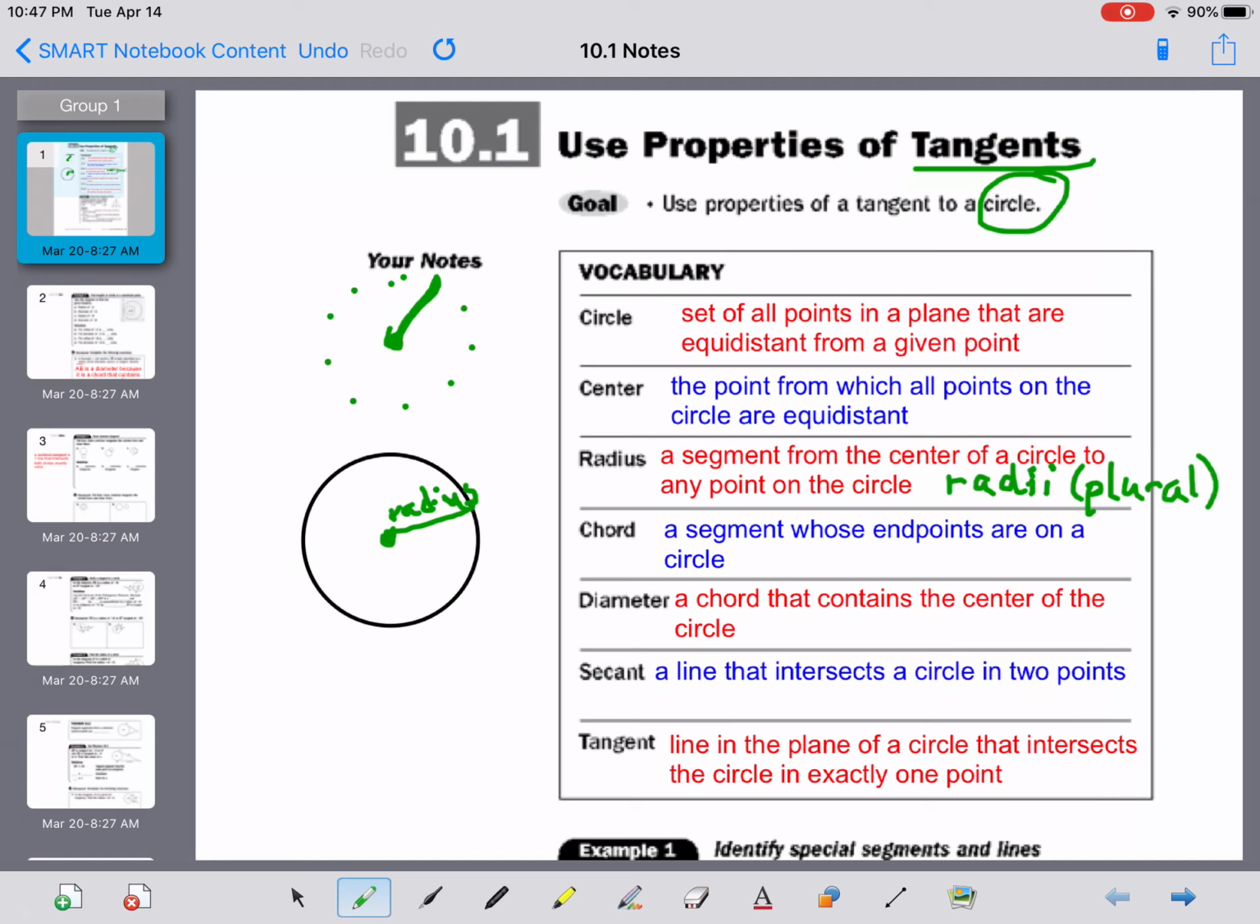All right, our next one is a chord. And a chord is a segment whose endpoints are on the circle. So if I find two endpoints on the circle, that creates a chord. And notice this chord has an H in it. Your chord in music also has an H in it, but your chord, if you're talking about a kind of rope or something like that, is usually just C-O-R-D. All right, next one is a diameter. And this is also a chord, so notice it is a chord, but it needs to go through the center of the circle. So its endpoints are on the circle, but it goes through the center, and we'll call that a diameter.